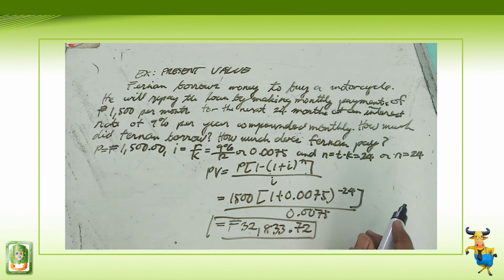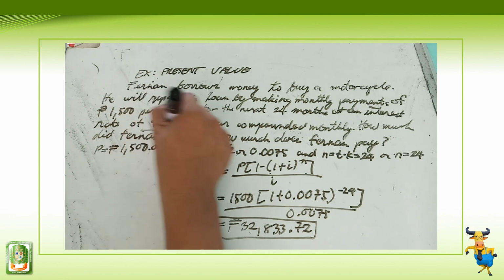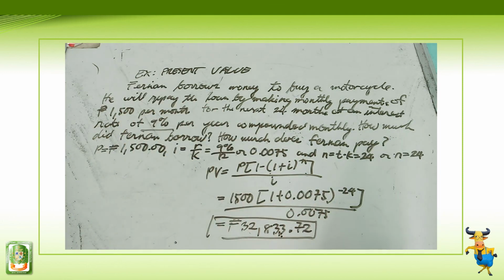This one is how much did Fernan borrow. So 32,833.72 ang nahiram ni Fernan. So ilan ang magiging interest nito? So sa interest natin, we are going to use the given by using TMB. Kung ilan ang percentage mo, multiply mo sa percentage na binigay kung ilan yung nahiram ni Fernan.